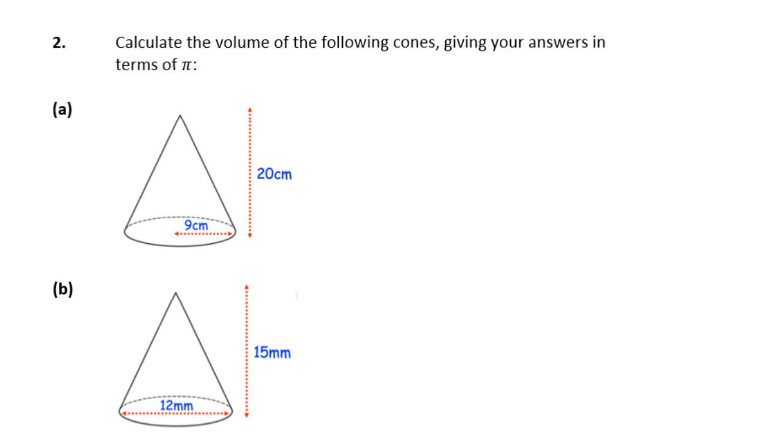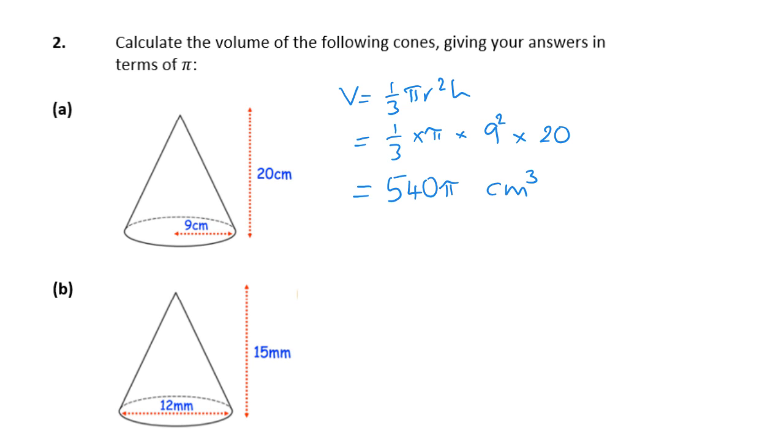Example 2, very similar. Calculate the volume of the following cones. The only difference here is that it wants your answers in terms of pi. So our first one, volume is 1/3 pi r squared h. So that's 1/3 by pi by our radius is 9, so 9 squared, and our height is 20. So you can leave out the pi and just do 1/3 times 9 squared by 20, and that gives us 540 pi. And then remember, you still need your units, so it's centimeters cubed.